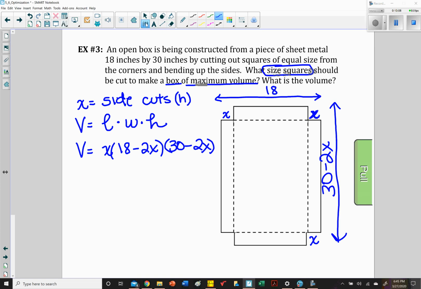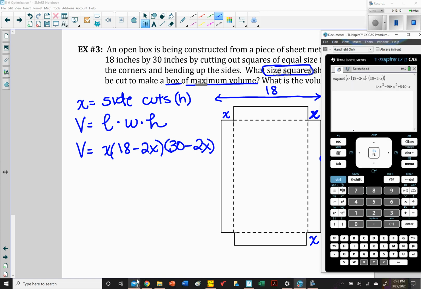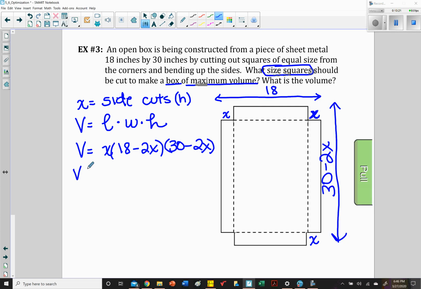So the volume in terms of X is 4X cubed minus 96X squared plus 540X.